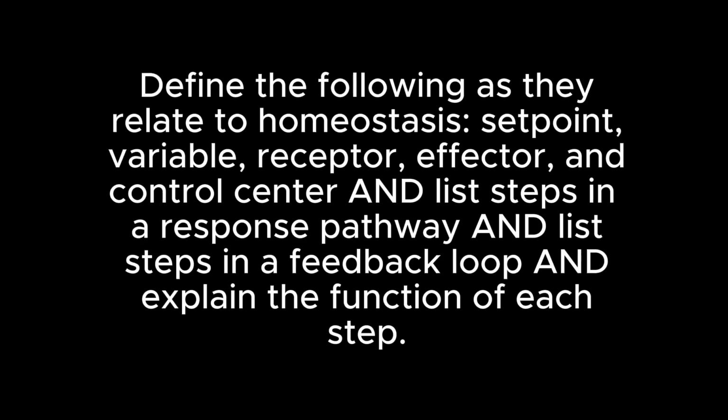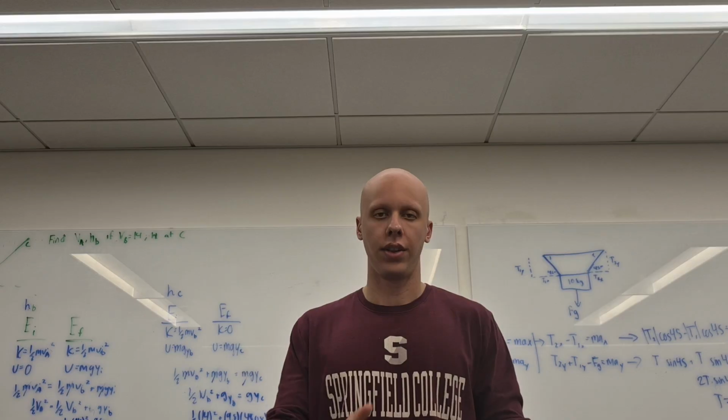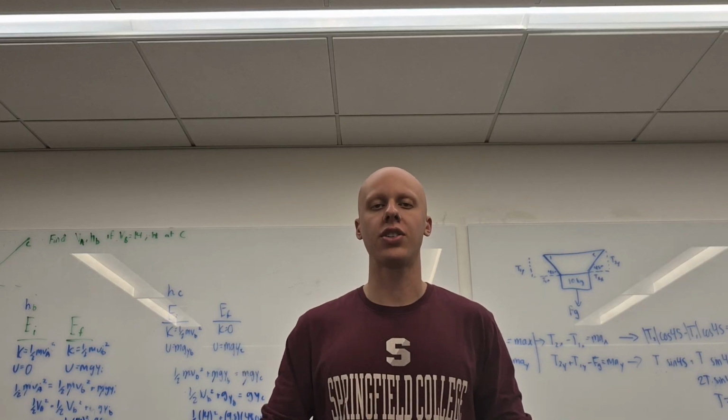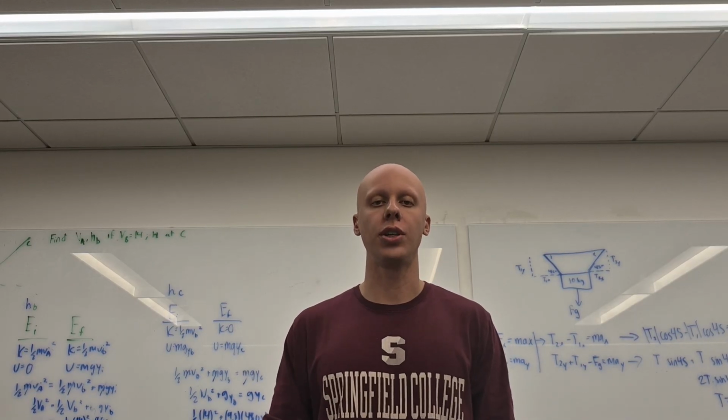Define the following as they relate to homeostasis: set point, variable, receptor, effector, and control center. And list the steps in a response pathway. And list steps in a feedback loop. And explain the function of each step. The set point is the certain range where the body wants to be for homeostasis.